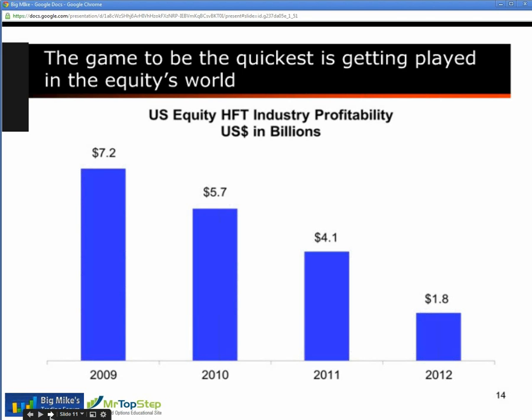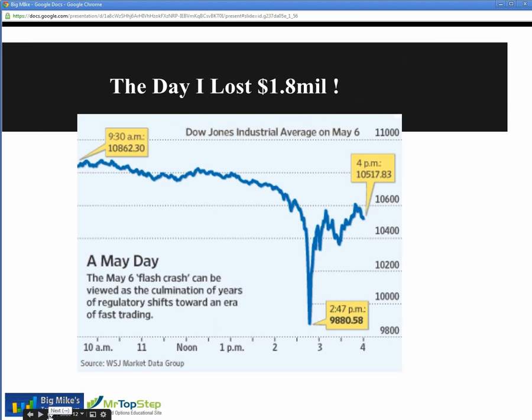What you can clearly see here is that the profitability of this has gone down in stocks. That means it's got to go somewhere, because you all know money can't sit idle for very long. But here's the flash crash.